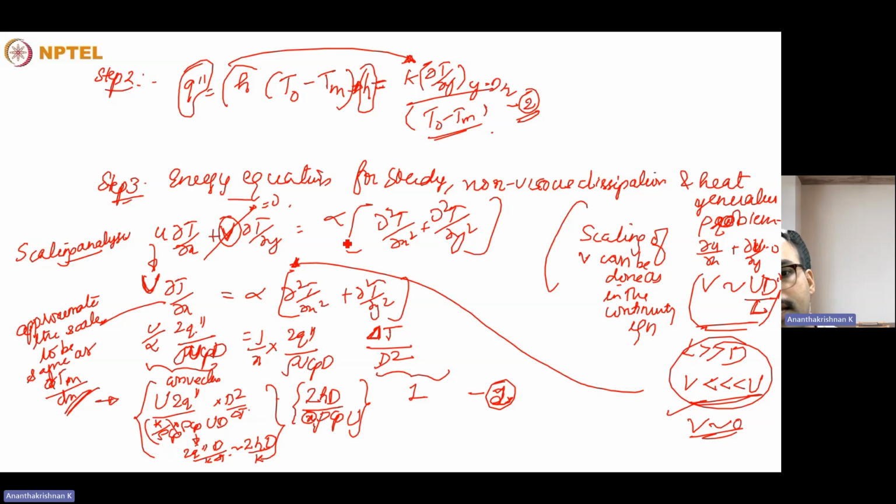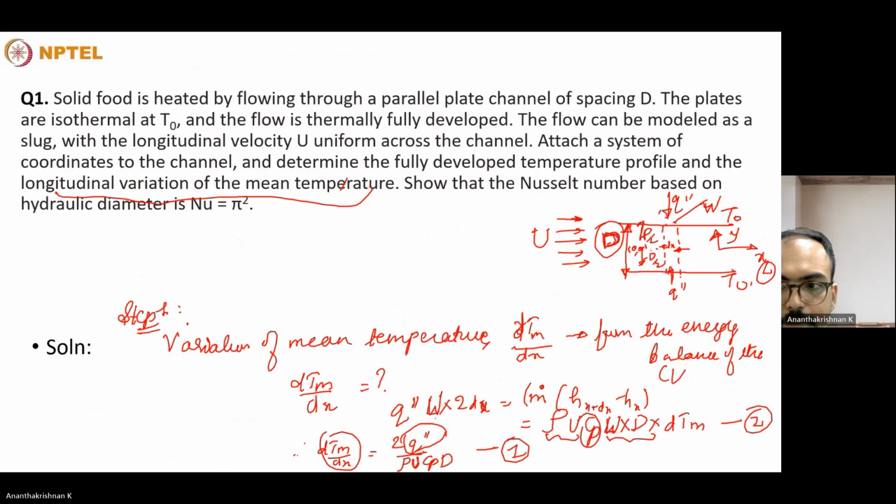equal to hc by k. So the characteristic dimension will also be there. So this is a parallel plate kind of a problem. So the characteristic length for this case can be written as 2 times the distance between the channel. So 2d.